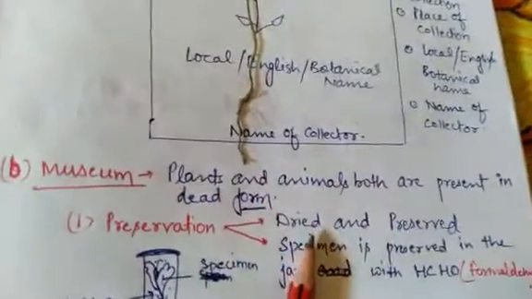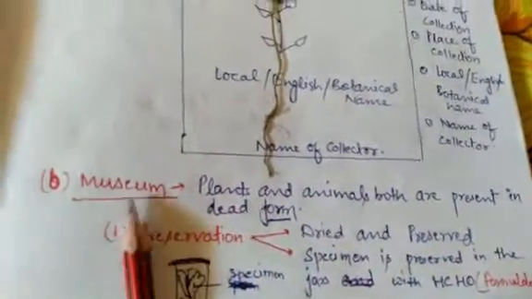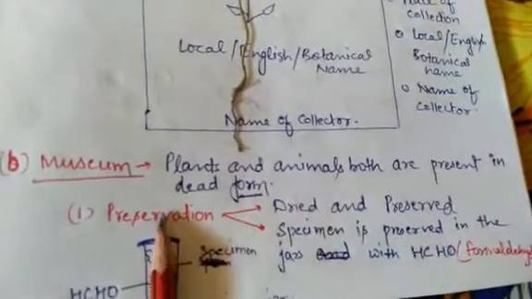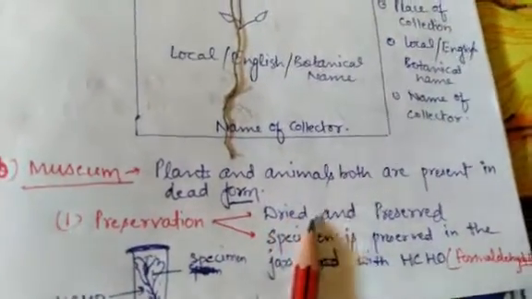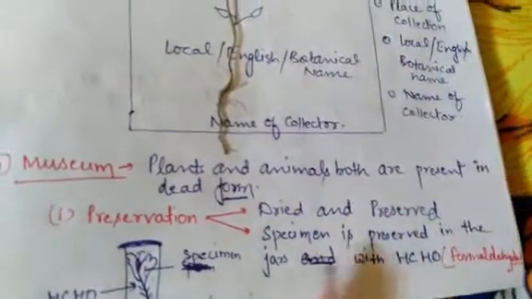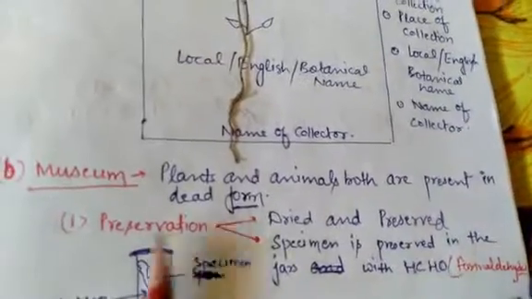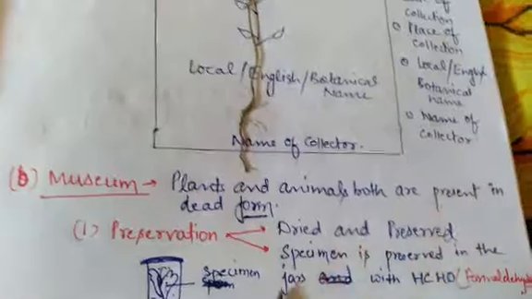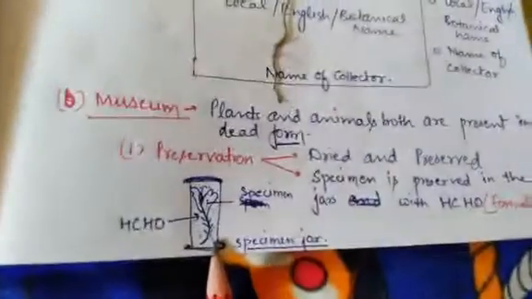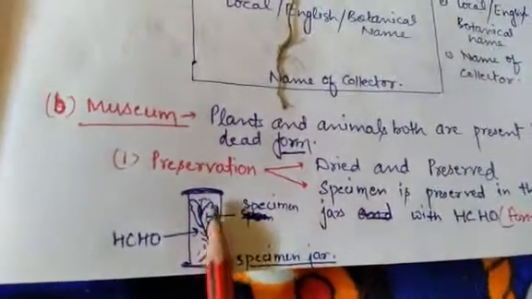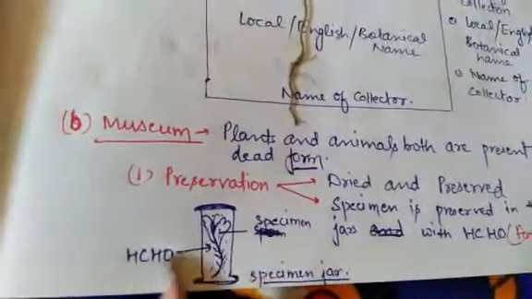So how do they preserve the plants as well as the animals in the museum? What is preservation? What we do is, first, drying and preserving. And second, the specimen is preserved in jars with formaldehyde. So if it is a plant, it will be dried and preserved. But if it is an animal, we will preserve the animal in a specific jar that is known as a specimen jar. And this is a specimen, and this is the formaldehyde. Next topic.